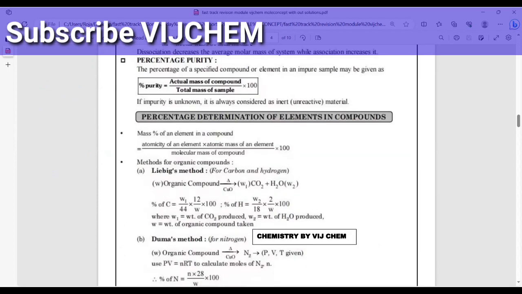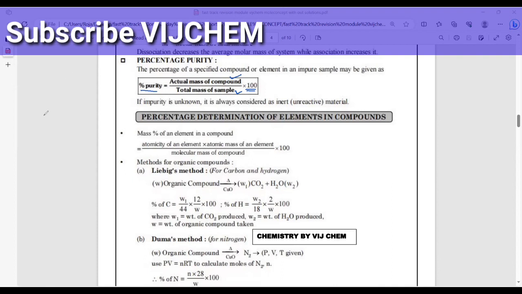Percentage purity. This is also important for stoichiometry. Percentage purity means the actual mass of the compound divided by the total mass of the sample, into 100.